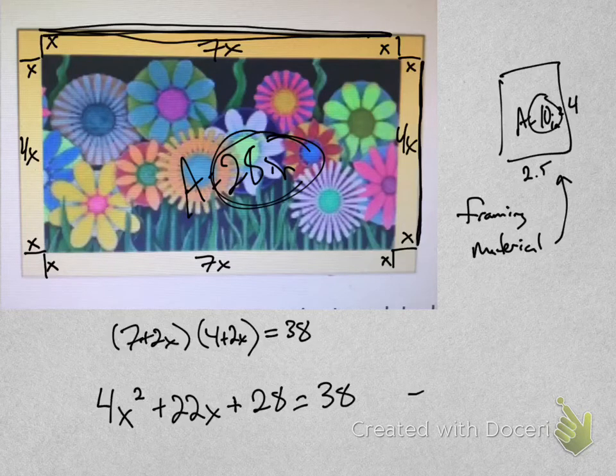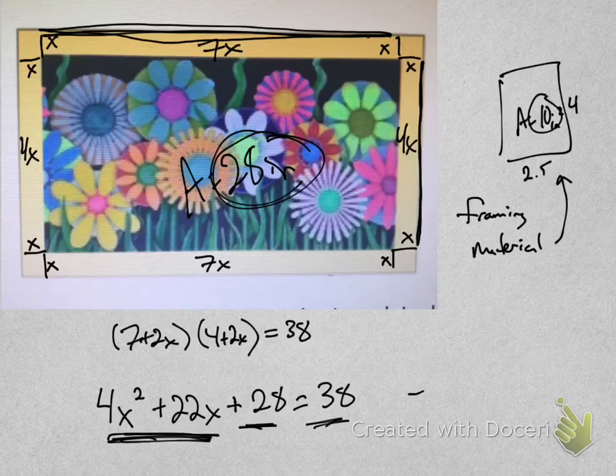So let me go over this. Let me point this out. The 4x squared plus 22x is just our framing. The 4 squares and the 4 rectangles. So this right here is just the framing. Can everybody follow that? Yeah. By the composite area, the 28 is the picture, for a total of 38.